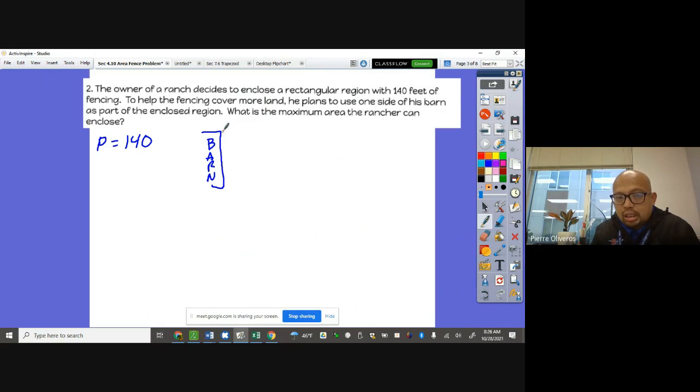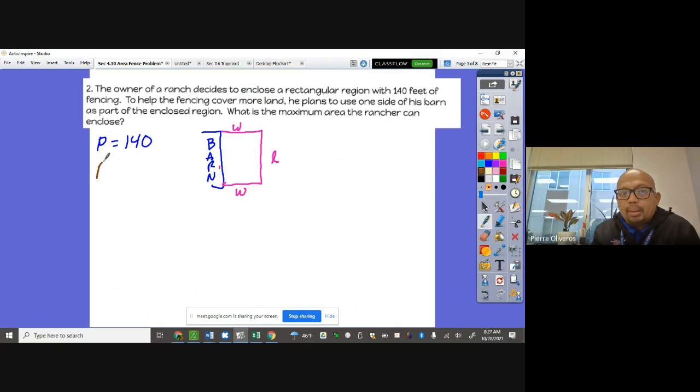So guys, look at this. This is the fencing part. The pink one is the fencing part. So imagine if this is your fencing, how many lengths do you have? Let's say this is the length. You have one length, and how many widths? You cannot count this one here as part of your fence, because it says here that he plans to use one side of his barn as part of the enclosed region.